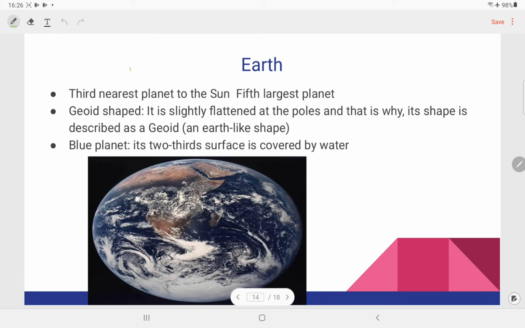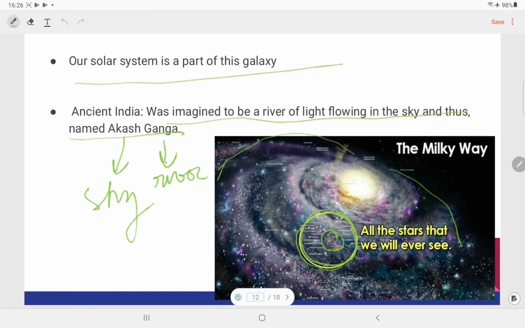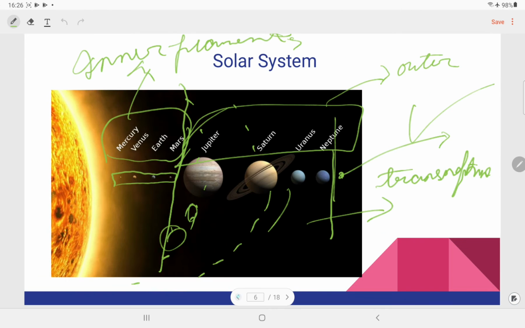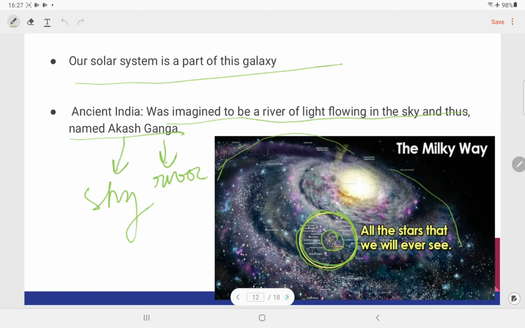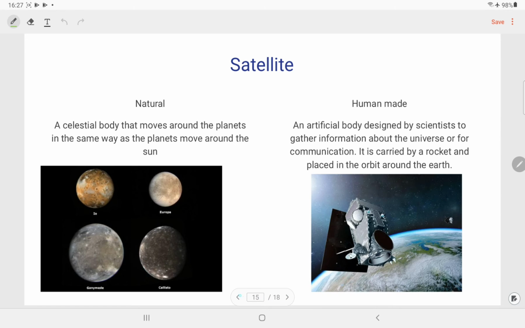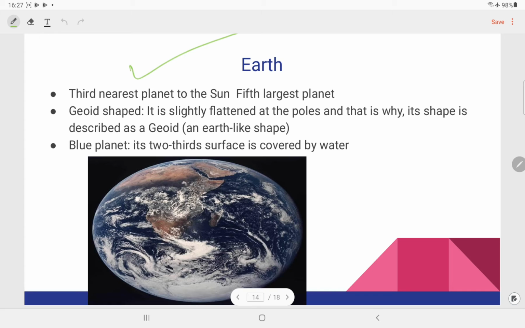Moving on, our own planet earth. Earth is the third nearest planet to the sun. So we have to again look at this figure. Here we can see earth. This is one, this is two, and this is third. So earth is the third planet after the sun, after Mercury and Venus. So moving on, earth is also the fifth largest planet, and it is geoid in shape.